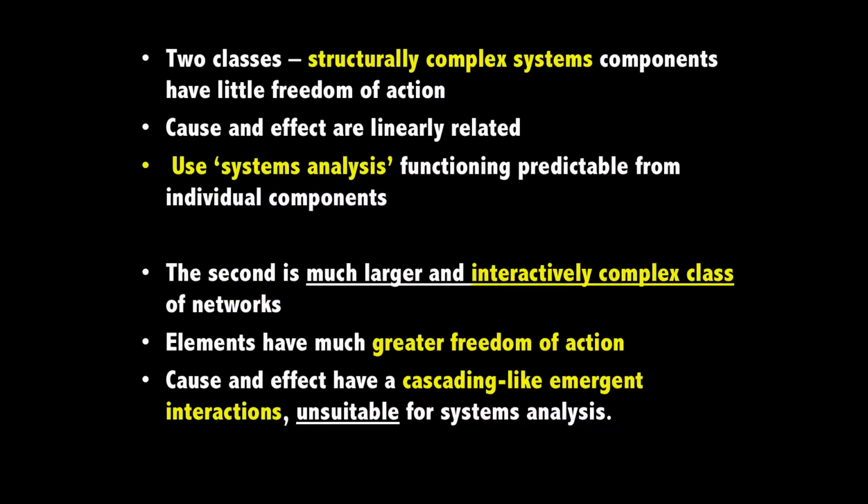The second class of systems, which is by far the biggest, these structurally complex systems account for a very small part of our universe or our world. The other one is interactively complex systems. That is where systems interact with each other. And this then interacts with this, with this, with this. And in such a case, we have a greater freedom of action. So when we do this type of analysis, the statistical analysis, the concept of error completely breaks down.